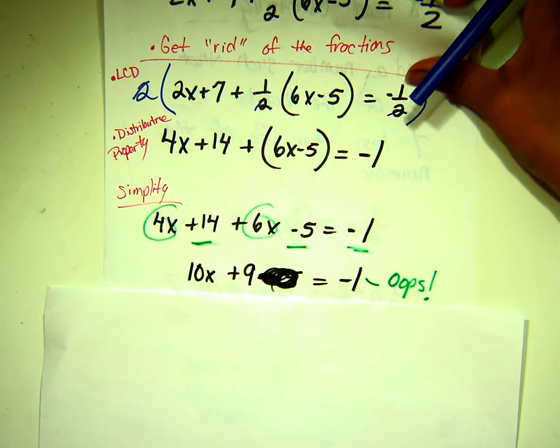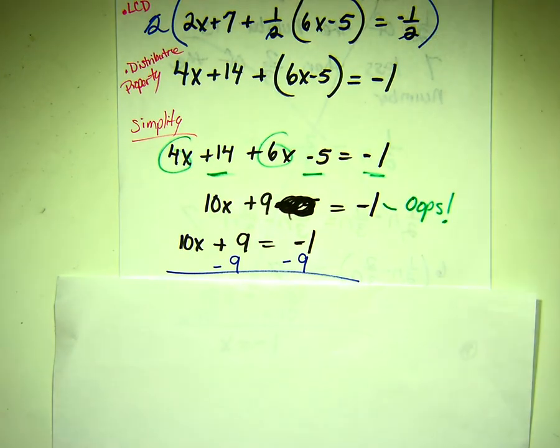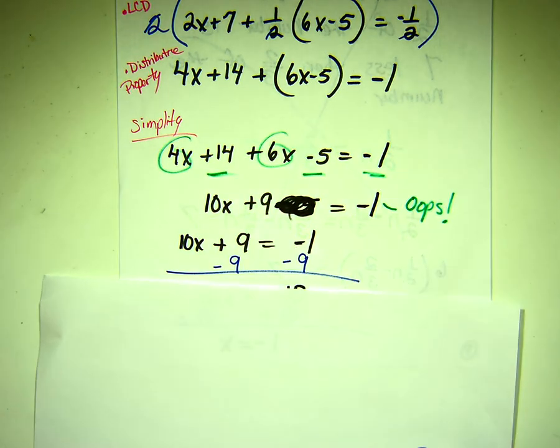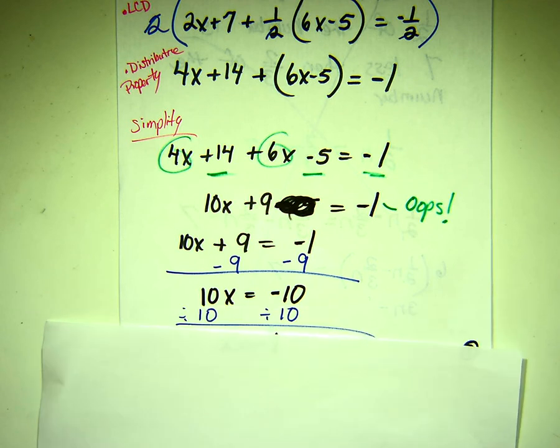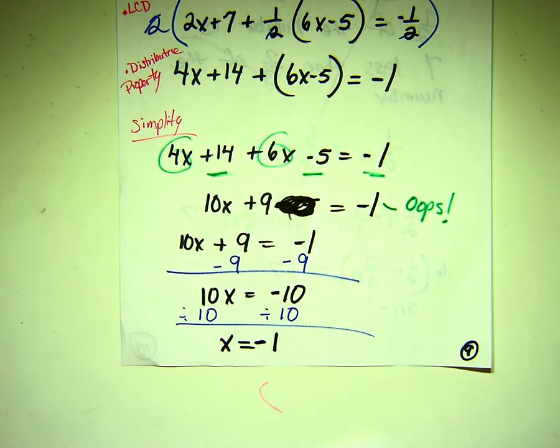Subtract 9 from both sides of the equation, because 9 and 1 are both the numbers that do not have the variable. The opposite of addition is subtraction. So once I did that, I now have 10x equals negative 10. Divide both sides by 10, because that's what's attached to your x. And your final answer is negative 1.